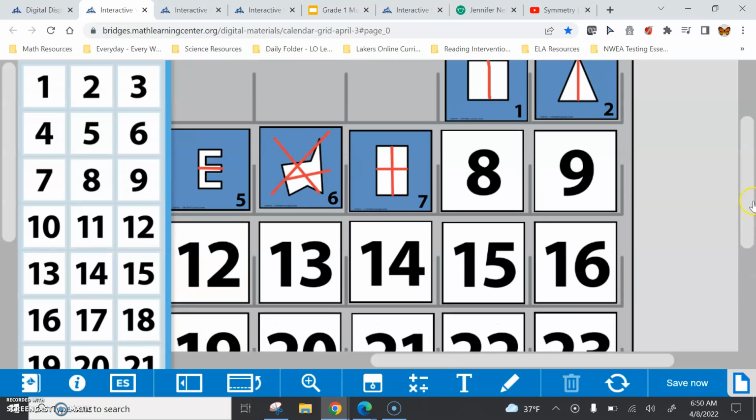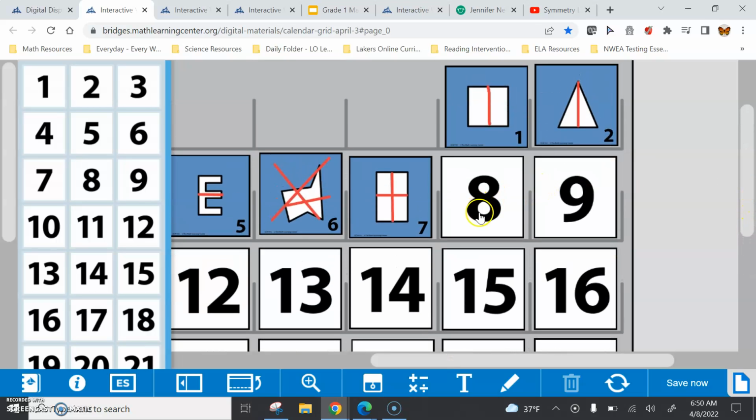As we look at our calendar for Friday, April 8th, we see we've been talking about symmetry this entire week, and we'll continue to talk about it the entire month. Again, symmetry is being able to draw a line through the shape to show the same exact thing on both sides of that line, like a reflection in a mirror. Let's see what we'll have today.